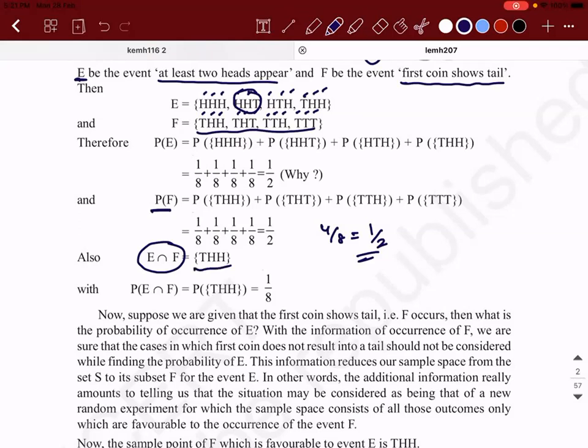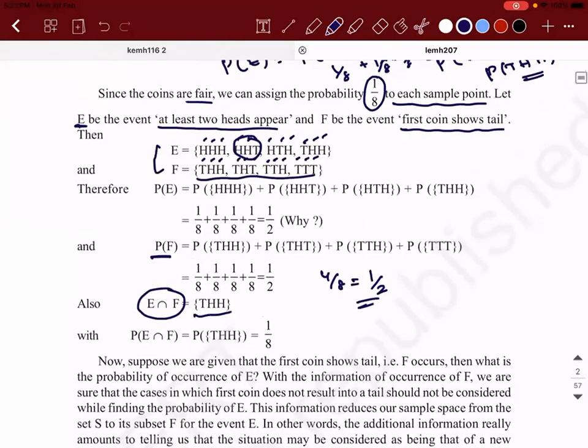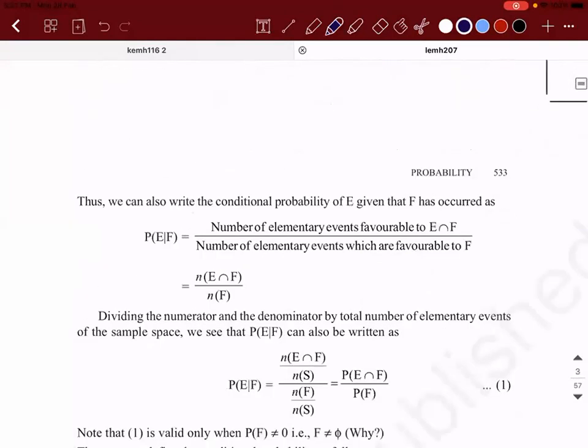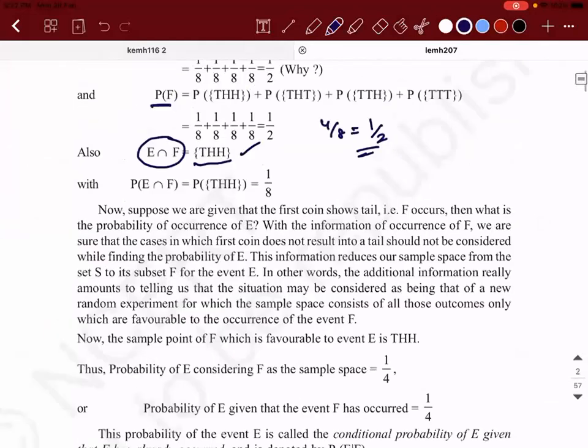What is common between E and F? That is tail, head, head is what is common. Correct? So that is the only outcome that is possible. So if I ask you, what is the probability of E intersection F? What will you say? Probability of getting tail, head, head. It is 1 out of the 8 possibilities. So this is simple, right?